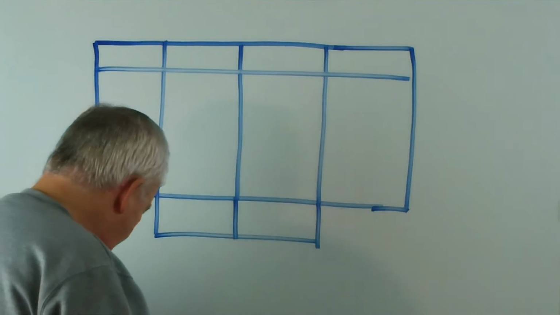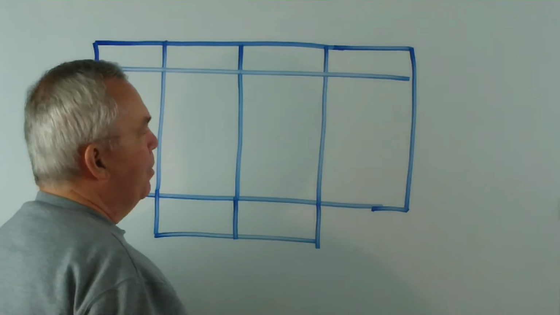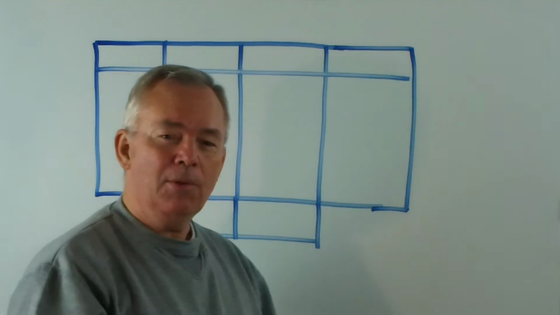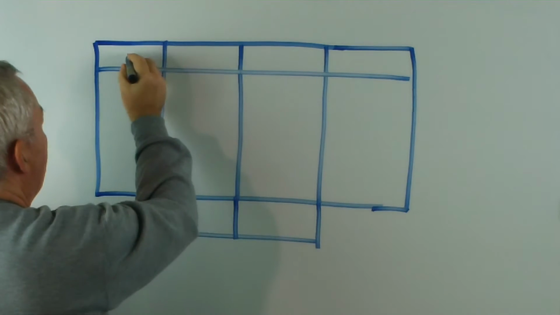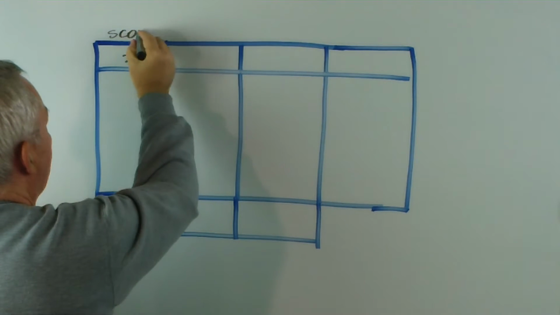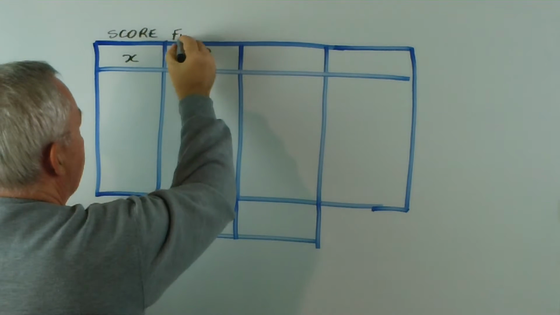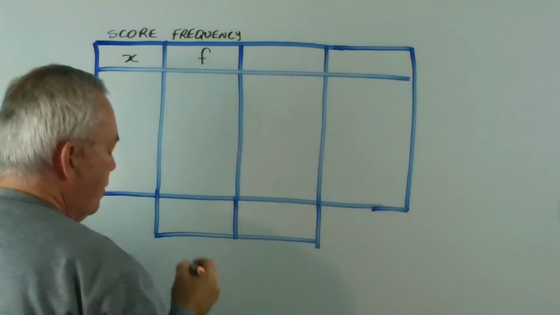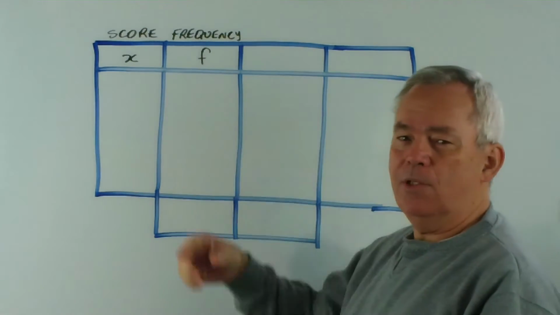Now, this table is called, depending on the book you read or who tells you, a frequency distribution table, or simply a frequency table. And the 2 columns that are absolutely vital is a column represented by X, which is really what we call the score column, and another column represented by the letter F, which is a frequency. Every frequency table or every frequency distribution table will have these 2 columns.